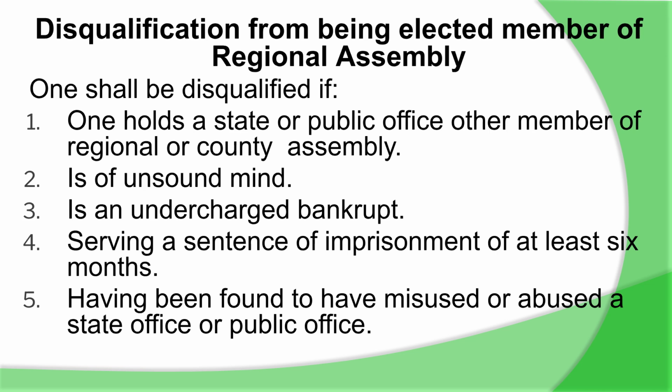Disqualifications for being elected to the regional assembly include holding a state or public office other than a member of a regional or county assembly, being of unsound mind, being an undischarged bankrupt, serving an imprisonment sentence of at least 6 months, or having misused or abused a state or public office.